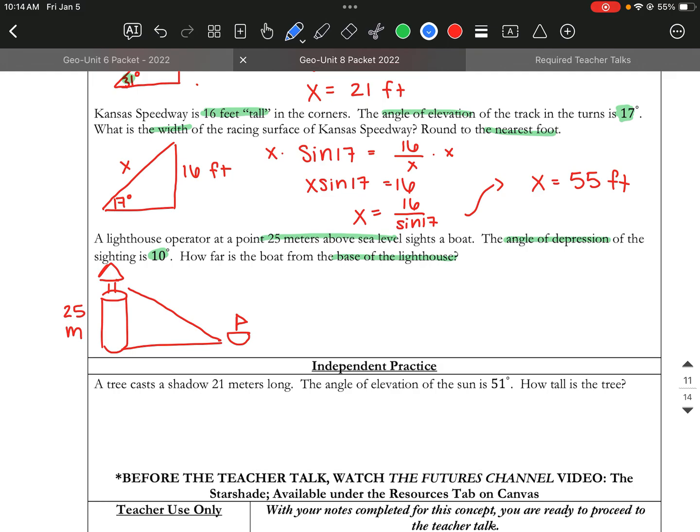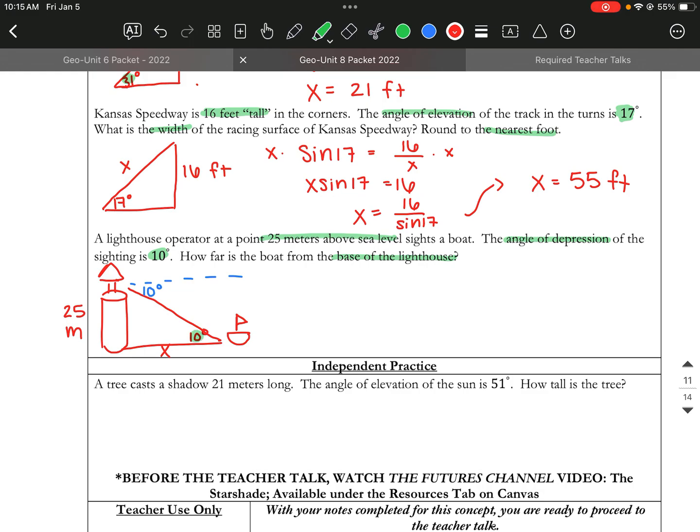We're told it's an angle of depression. An angle of depression is made with the horizontal looking down. So we actually have this angle of depression of 10 degrees outside of our triangle. Because the horizontal lines are parallel, my alternate interior angles are congruent. So my angle of depression is 10 degrees. Therefore, my angle of elevation is 10 degrees. And it says, how far is the boat from the base of the lighthouse? So we are going to find this distance below.